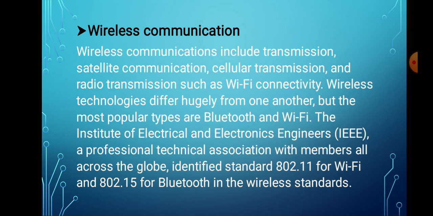Wireless communication. Wireless communication includes television transmission, satellite communication, cellular transmission, and radio transmission such as Wi-Fi connectivity. Wireless technologies differ from one another, but the most popular types are Bluetooth and Wi-Fi. The Institute of Electrical and Electronics Engineers, a professional technical association with members all across the globe, identified standard 802.11 for Wi-Fi and 802.15 for Bluetooth in the wireless standard.